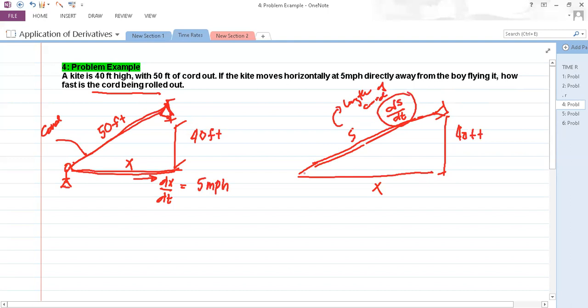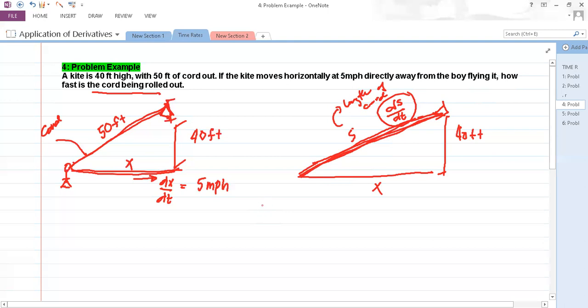So pagka humangin siya, okay? Pagka humangin siya, yung cord natin, ro-rolled out siya, di ba? Mahaba yung cord natin. So ang hahanapin natin is gaano daw or gaano kabilis yung cord natin na humaba. Okay, so magro-roll out siya.